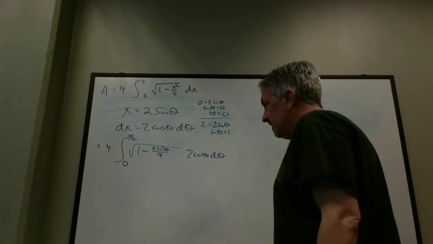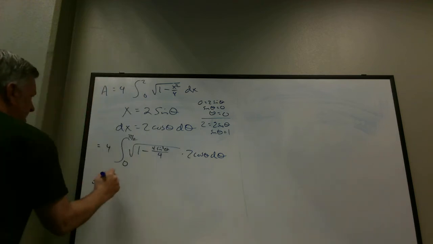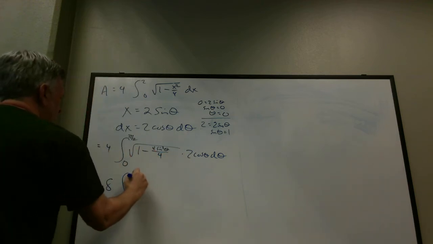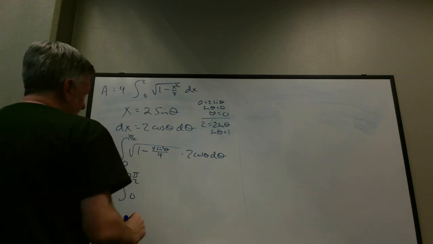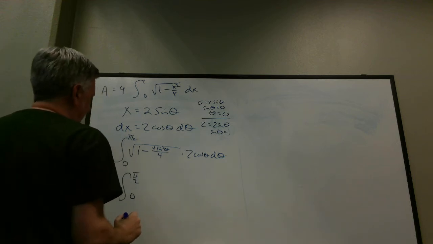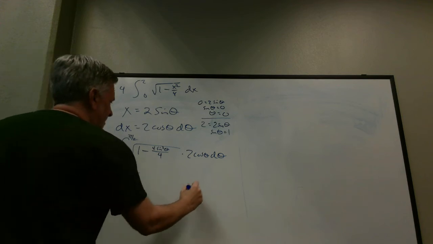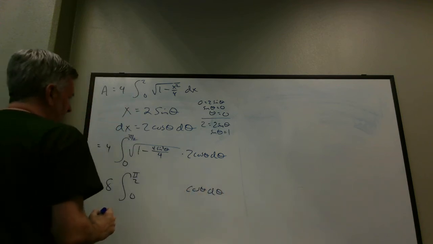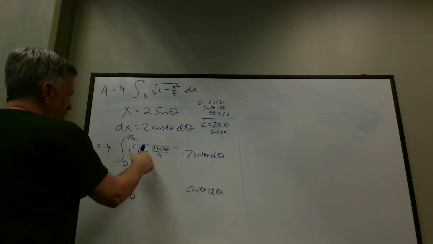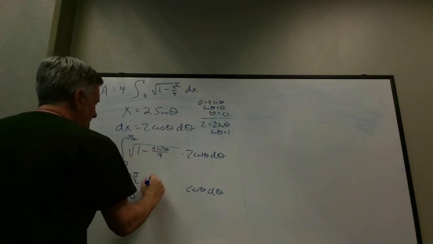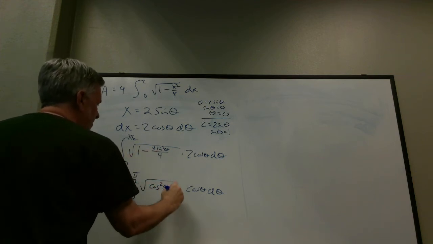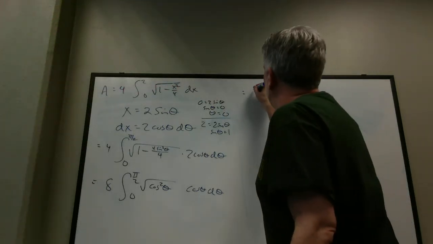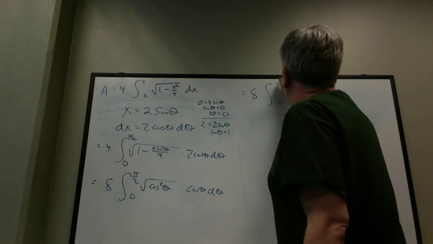Okay, so now let's continue here. I can pull the 2 out front. That gives me an 8. Now what do we have here? Let me not do too many things at once. So the 4s drop out. I get 1 minus sine squared, which is the square root of cosine squared. Okay, so this is 8 integral 0 to pi over 2.